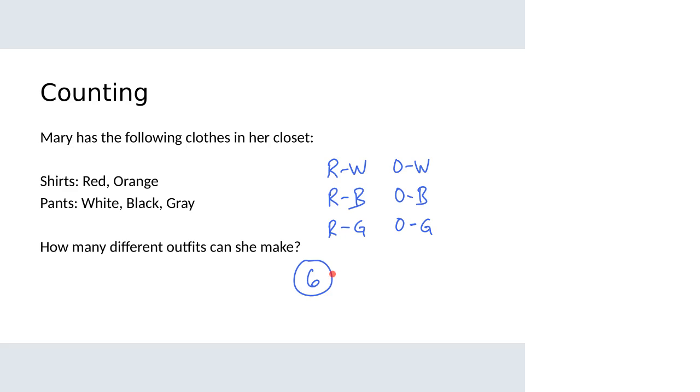So counting is something that we're going to look at from this perspective: how many different possible ways could something happen? That's what we're going to mean when we say counting.